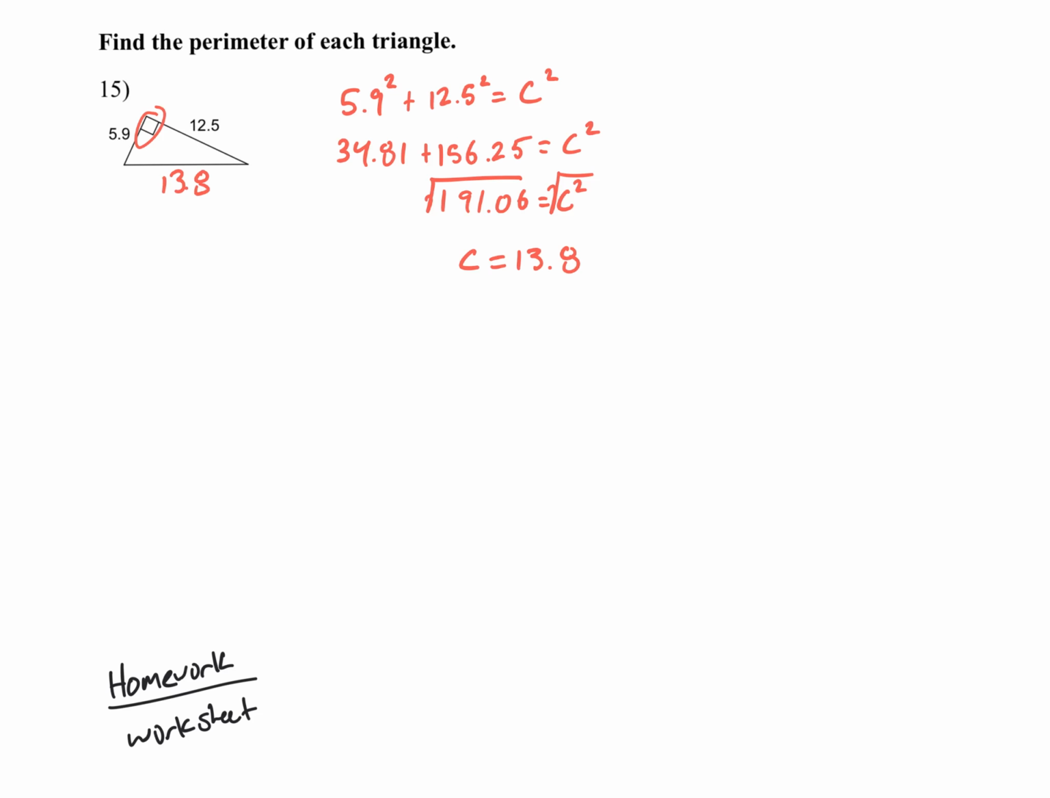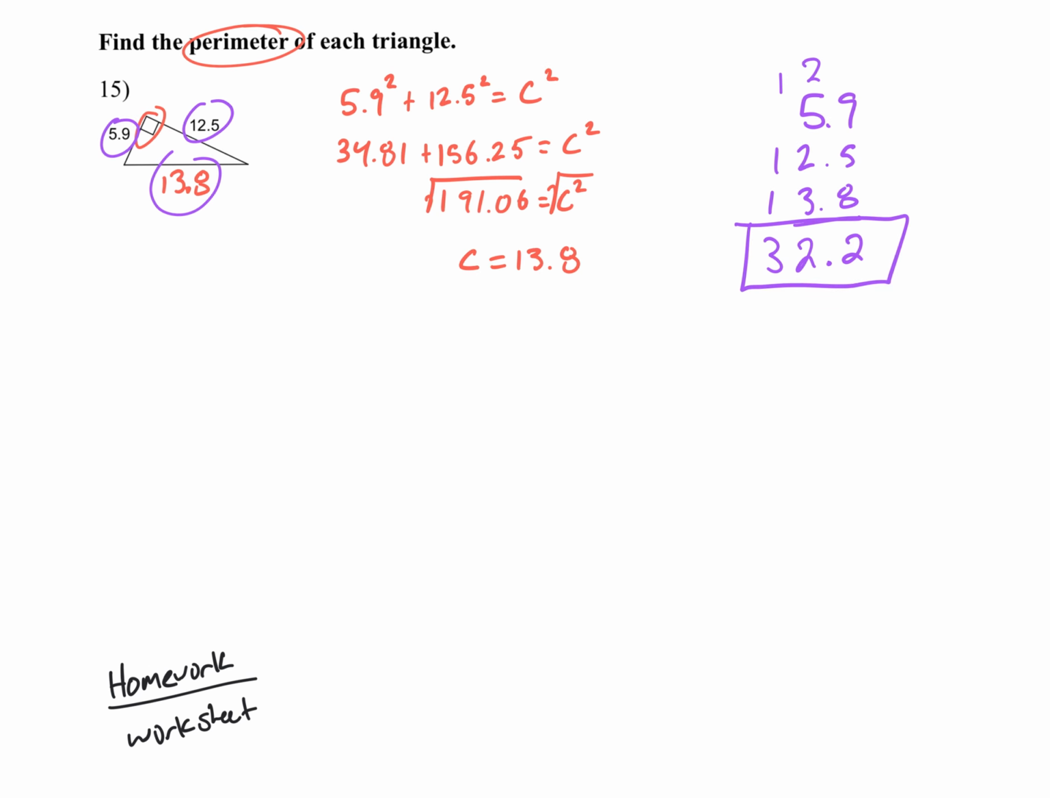Now I'm not finished because it didn't ask for the missing side length. However, it asked for the perimeter. So what I'm going to do is I'm just going to add those three numbers, 5.9, 12.5, 13.8. When you add, you get 32.2. So that would be our answer there. 32.2, whatever our unit of measure is.